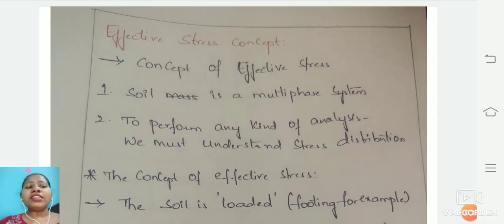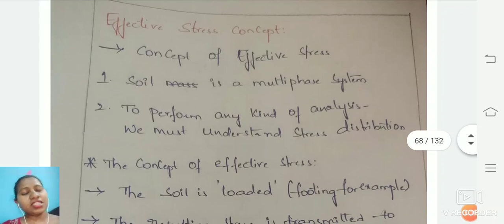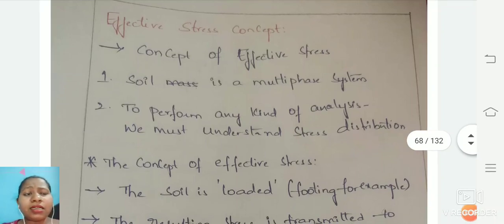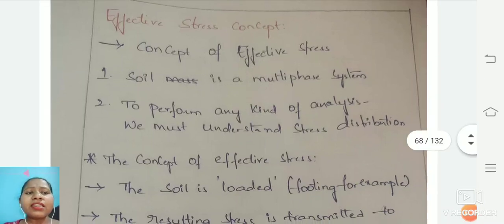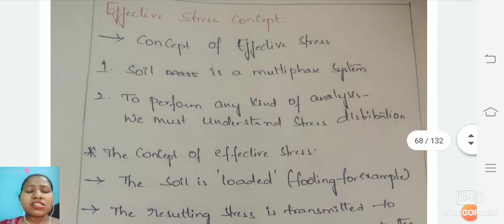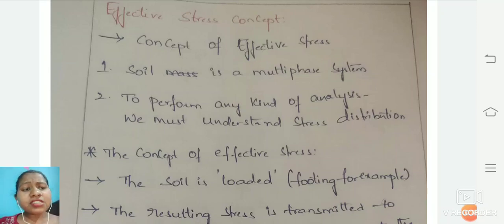first one. Soil is a multiple phase system. As we all know, as we studied in the previous sessions, the soil is having multiple phases like water, air and even solids also. So the soil is a multiple phase system. And the second one is, to perform any kind of analysis, we must undertake the stress distribution, as the soil will be going to the stress distribution system. This stress distribution system is nothing but the loads whichever are applied to the soil, so the stress distribution system should be taken into consideration.